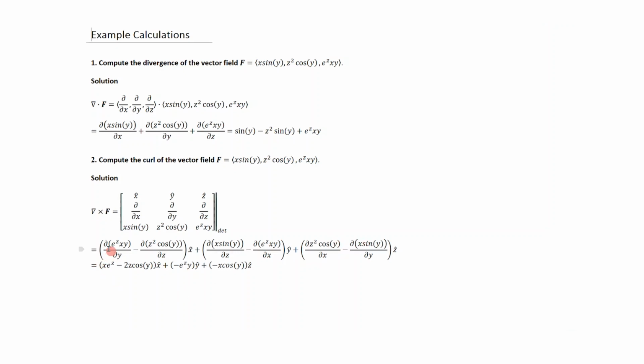And so all we need to do is to take the partial derivative with respect to y minus the partial derivative with respect to z. And if you take these partial derivatives, we end up with the expression that you see here for the x hat component. This, when you take the partial derivatives, gives you this term, and this gives you this term.